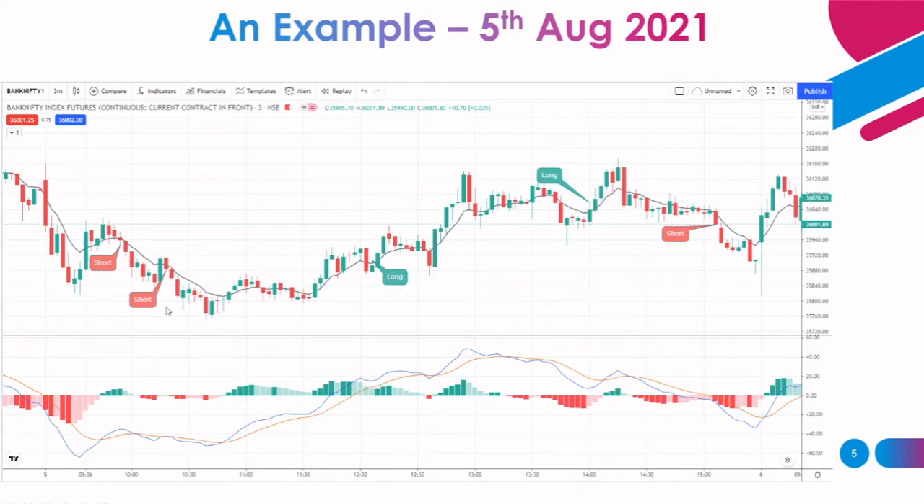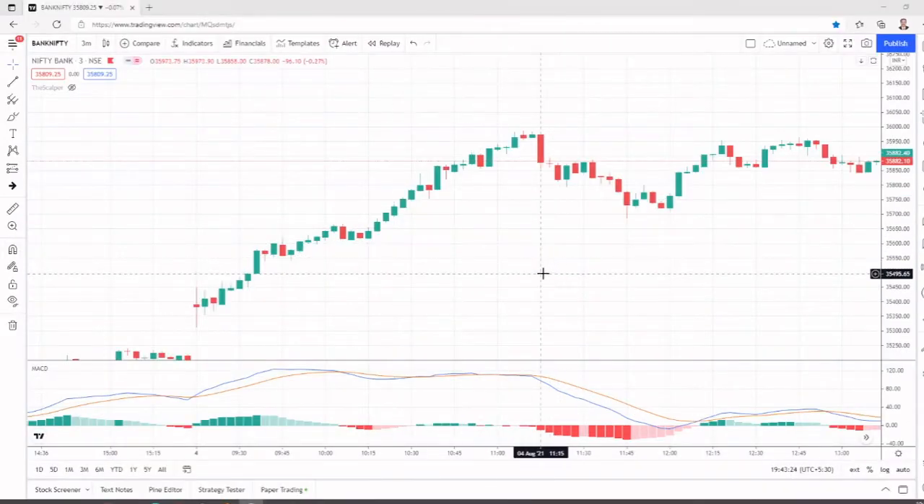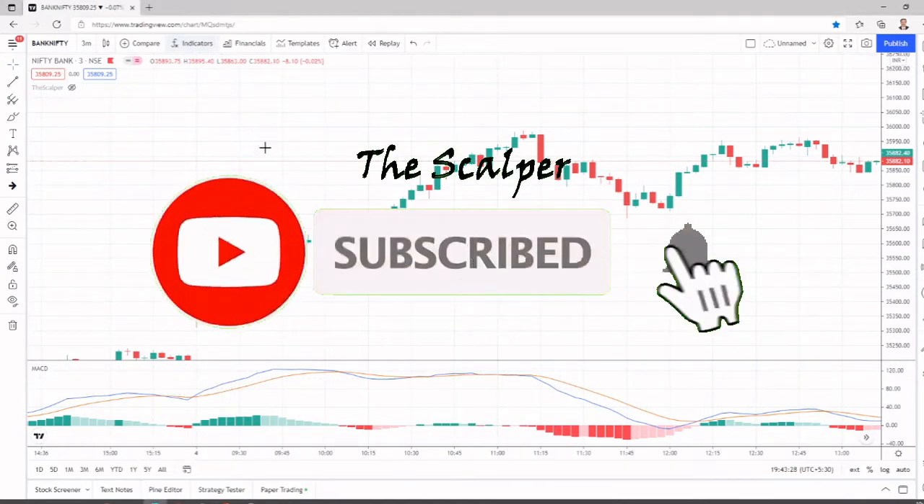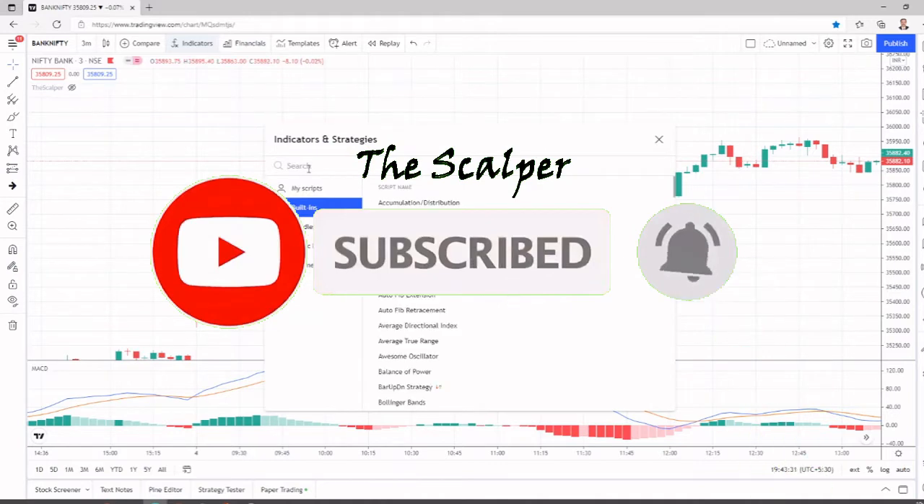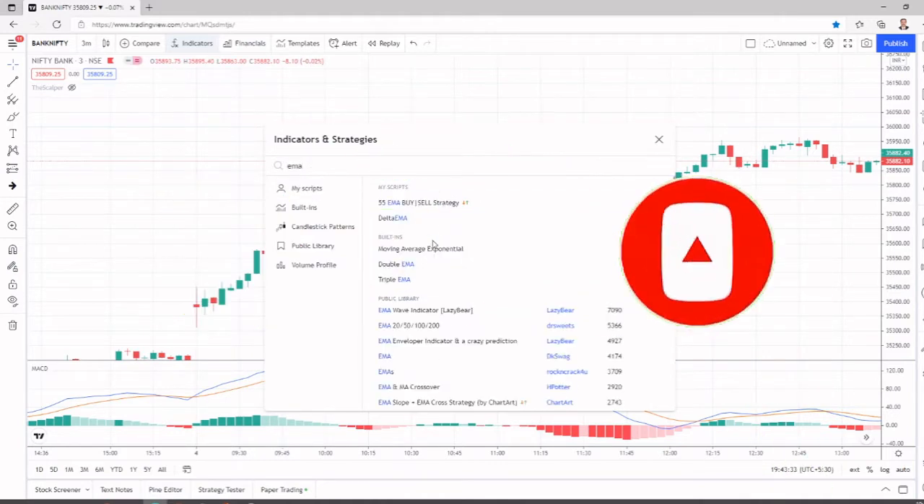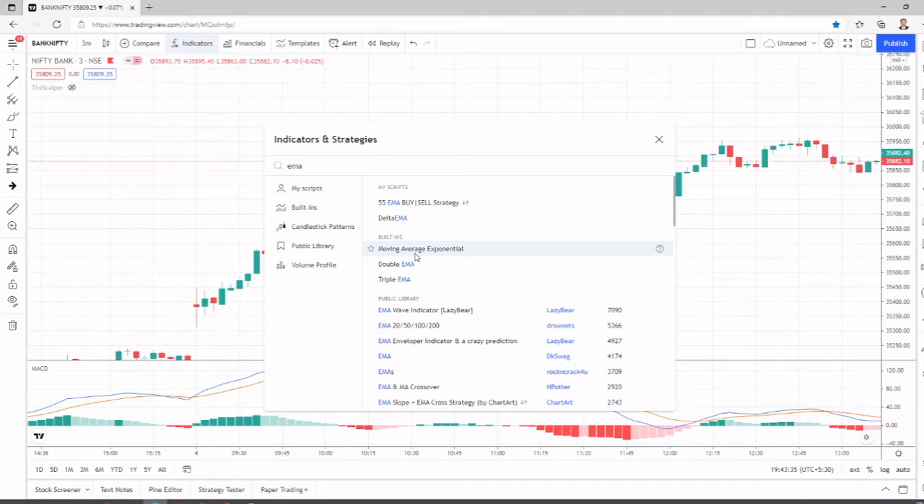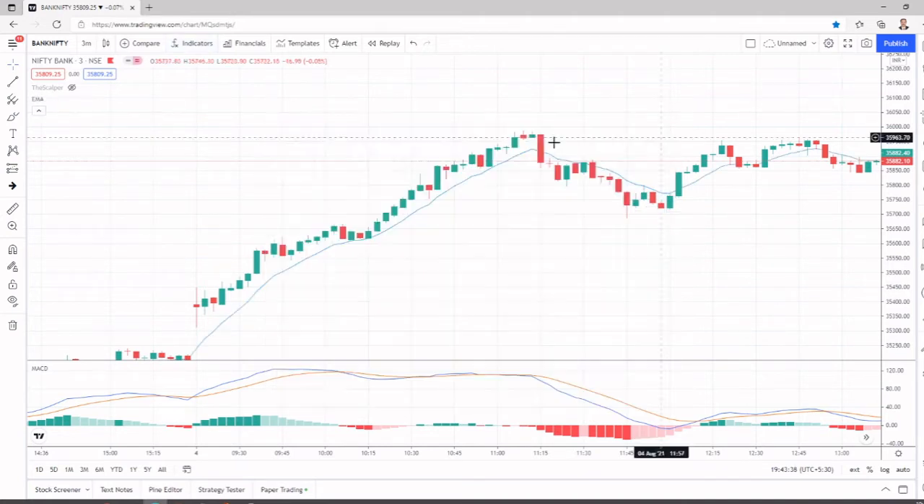Okay, so now we have seen two examples. Now we will go to the live chart. You can see how the setup forms, and we will go through different random dates and see how this works. So this is the Bank Nifty index chart, and I've already added the MACD. We will be adding one more indicator, called moving average. You just type EMA, you will get the exponential moving average. Just add it, and once you add it, change the setting to 8.